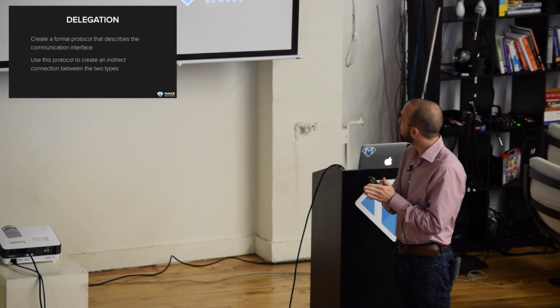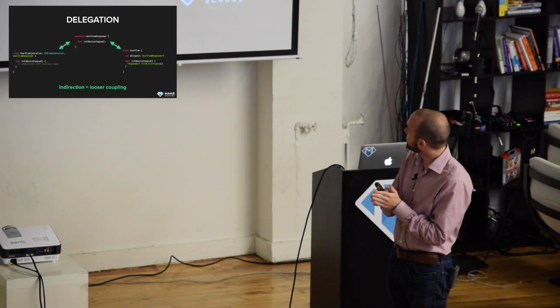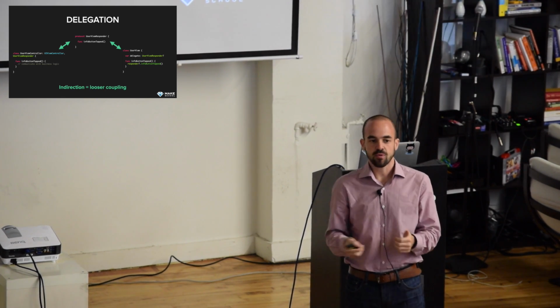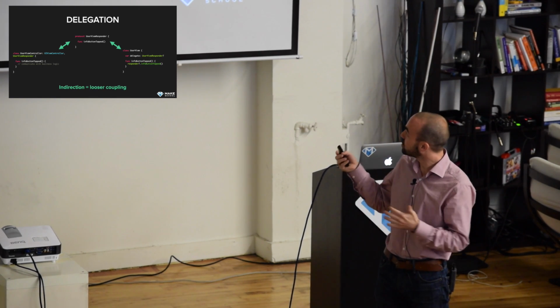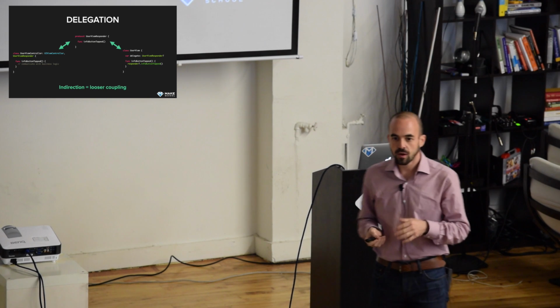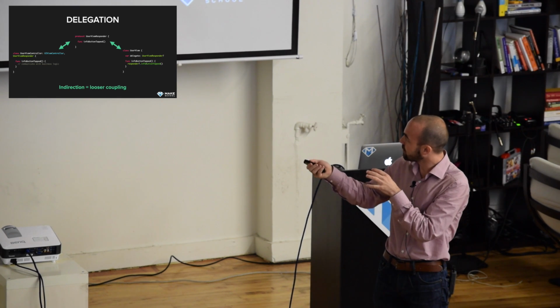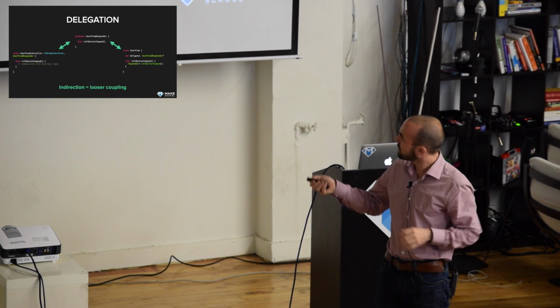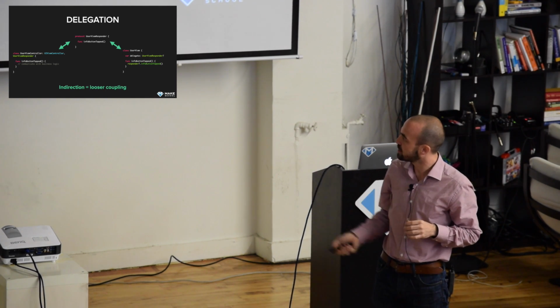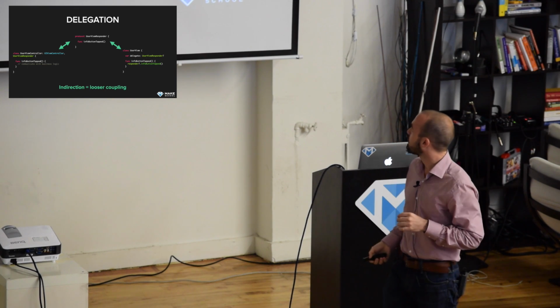How would it look like? Same example, just instead of basically creating this direct connection, you create a protocol. Inside of that protocol, you put all the relevant methods that you want to use for the communication. So, for example, here the info button tapped one. And now whoever wants to respond to info button tapped can implement a user view responder protocol. So the same as in the other example, we can have the same view controller that implements this method, but now it also has to mark its conformance to the protocol that is relevant for the communication. So it implements user view responder.